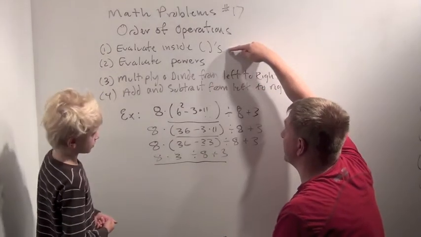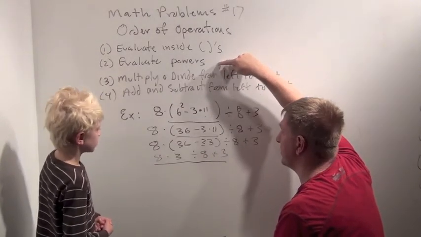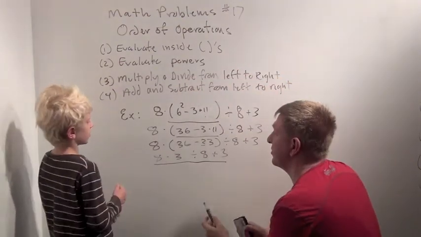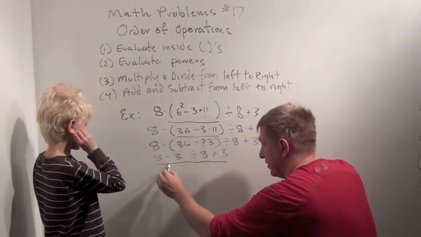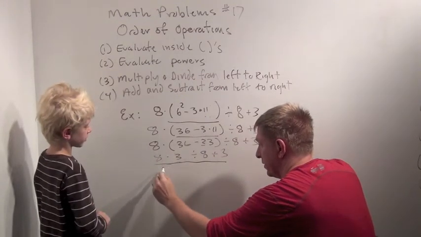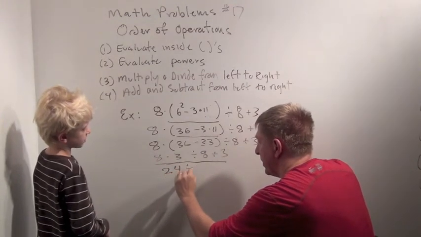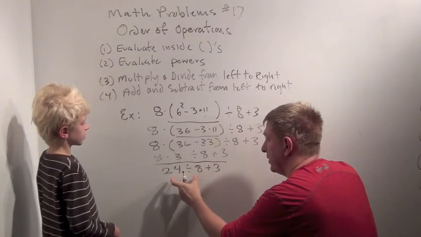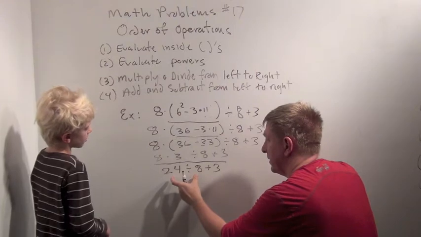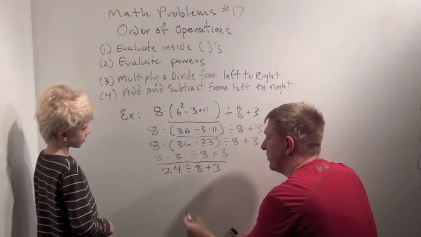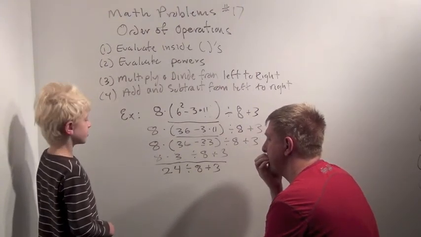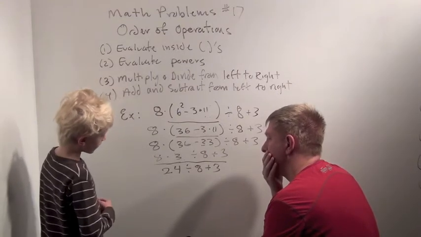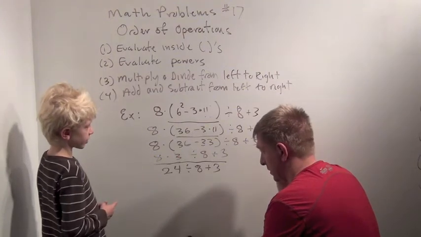Are there any parentheses? No. Are there any powers? No. So now I have to multiply and divide from left to right. 8 times 3 is 24. So 24 divided by 8 plus 3. 24 divided by 8. Well, how can we do that? We could do 48 divided by 4 because 48 is 24 plus 24.